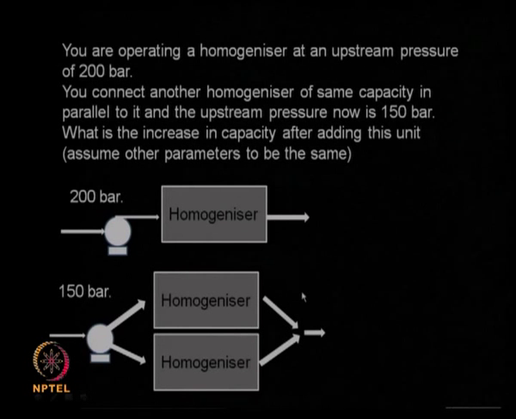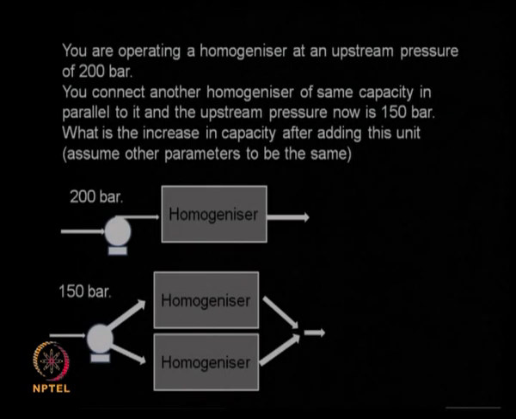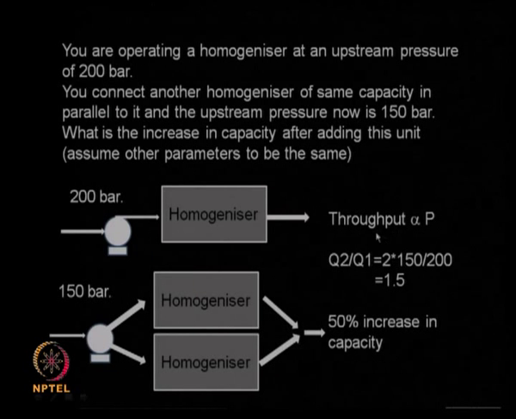So what will be the increased capacity after I put in an extra homogenizer of the same type in parallel? Q is directly proportional to pressure. So when I had two homogenizers, I have to multiply by 2, but the pressure has gone down from 200 to 150. So if you consider that, what happens? Throughput is directly proportional to pressure, agreed.